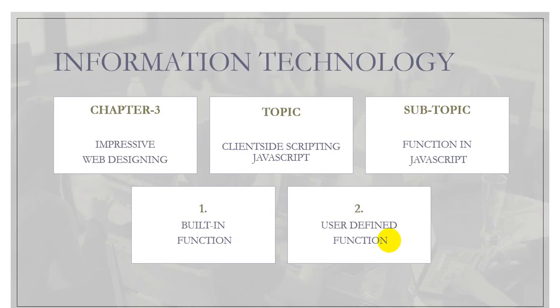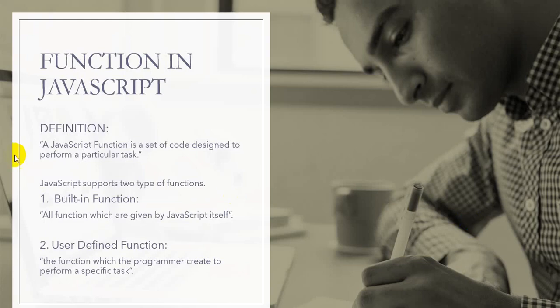So in the same way, the JavaScript language has two types of function. One is built-in function and one is user-defined function. But a user-defined function has to be called. Once you have created it, if you want to use it, you have to call it. Now, first we will see what a built-in function is, then we will see user-defined function. So I am moving toward the JavaScript function.